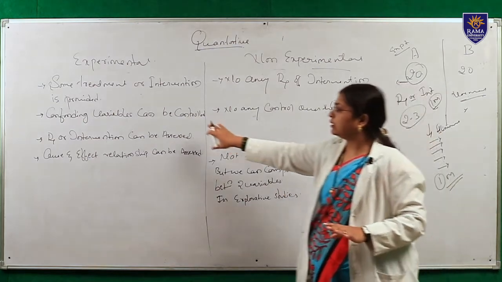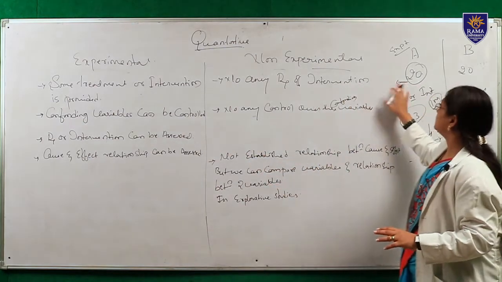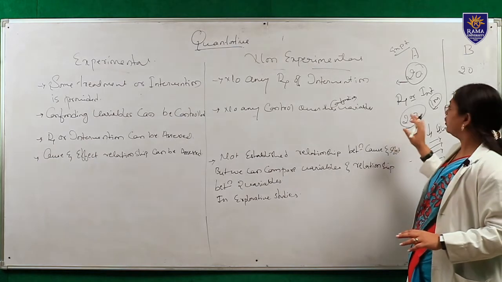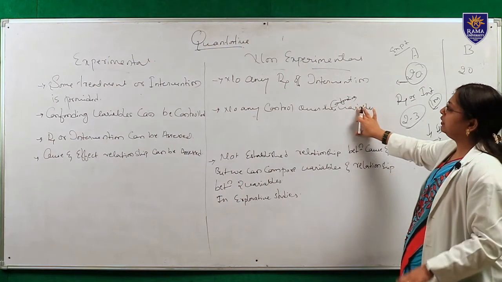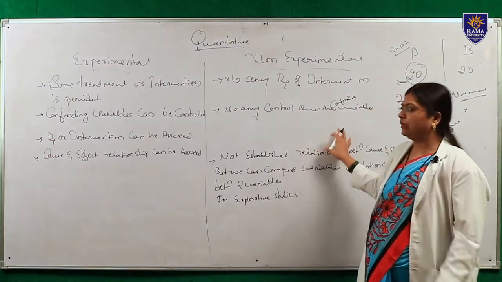In experimental research these can be controlled by the researcher. The researcher can instruct these people that only the treatment he is giving to these 20 people can be taken, whereas here there is no control over the confounding variables.